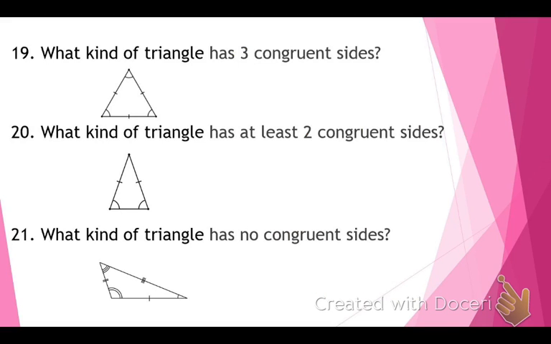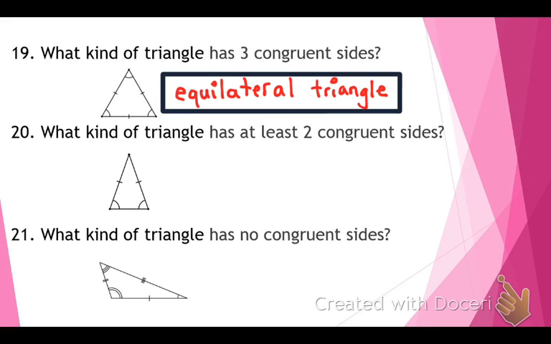Hopefully you guys got these as you looked through your notes. Number 19, what kind of a triangle has 3 congruent sides? Equilateral. Okay, help me out, guys. What does congruent mean? All equal size. Equal measures, okay? So if all 3 are equal, it's going to be called an equilateral triangle.